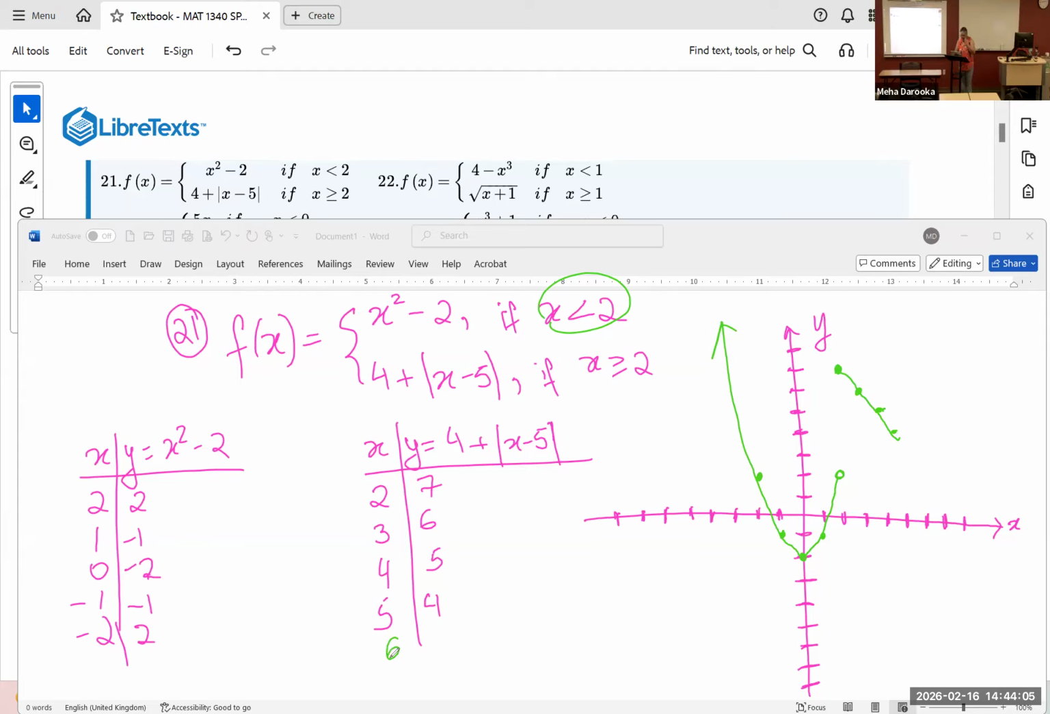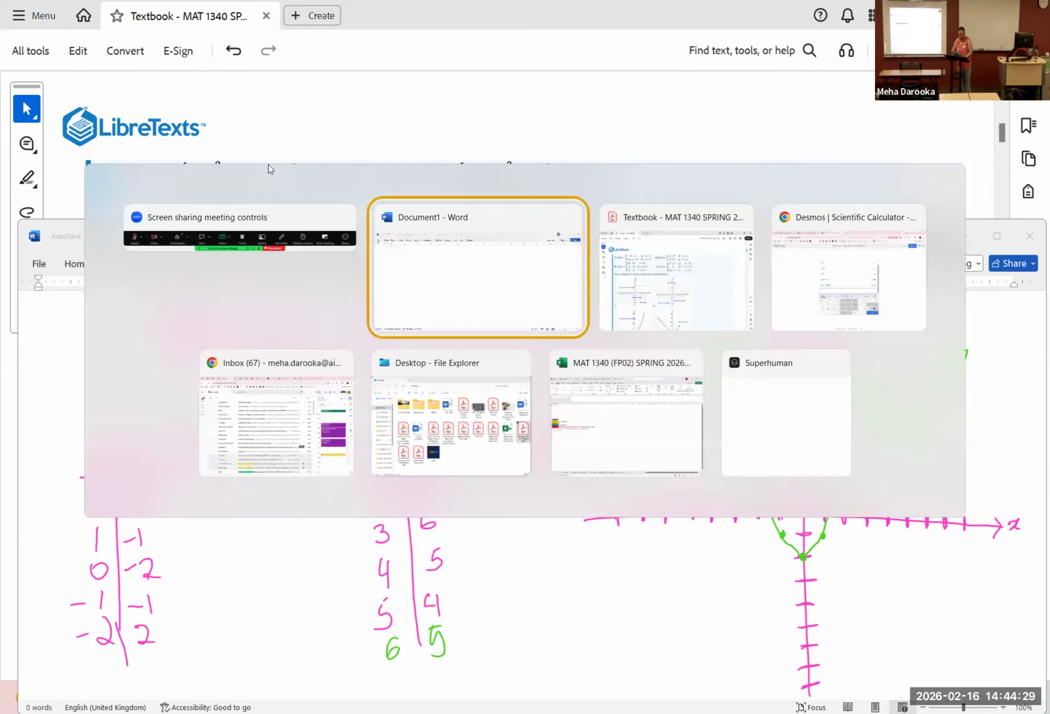So if we did 6, that would be 6 minus 5 is 1. So this would add up to a 5. So at 6, we are at 5. So is this where we are turning? This one? Seems to be, but let's check.